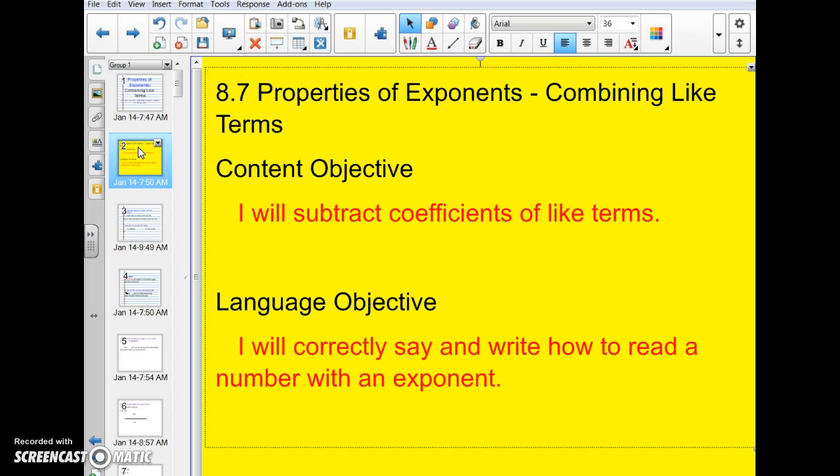Alright, so my content objective is I will subtract coefficients of like terms. This is kind of like a preview of what's going to be happening. We're going to be working with coefficients. Language objective: I will correctly say and write how to read a number with an exponent.